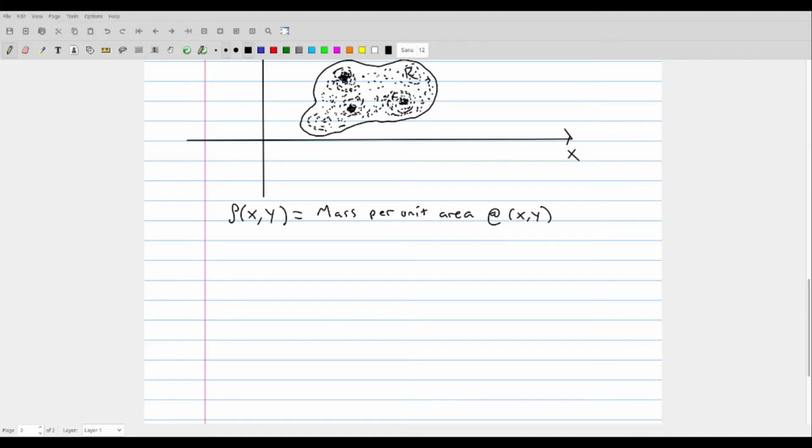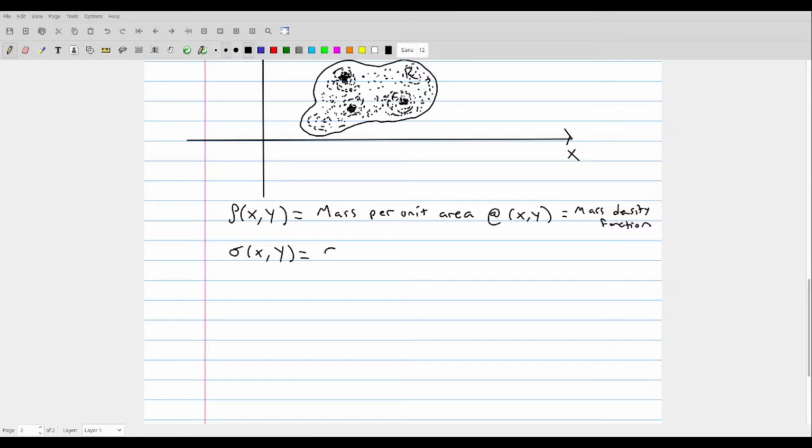And this is called the mass density function. Similarly, if you're dealing not with the application of mass, but with the application of charge, you can have a charge density function. Typically in physics, we use the notation sigma for a two-dimensional charge density function.